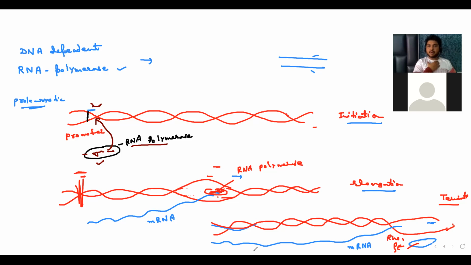But now, in our body, eukaryotic, we are not getting simple mRNA actually. We are getting quite complicated mRNA. It needs some processing. So these things are happening.